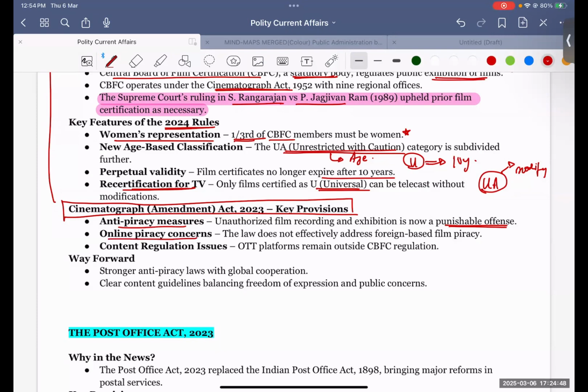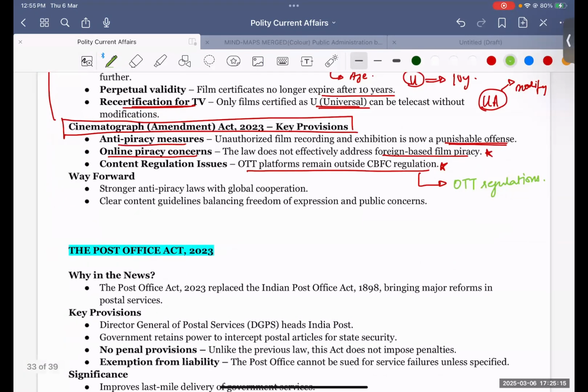Online piracy concerns. So the law does not effectively address foreign-based film piracy. Also content regulation issues. OTT platforms remain outside of CBFC regulation. So who regulates the OTT platforms? The OTT regulation is done by the IT Rules of 2021, under the IT Act, which talks about the regulation of digital content. So this is also important.